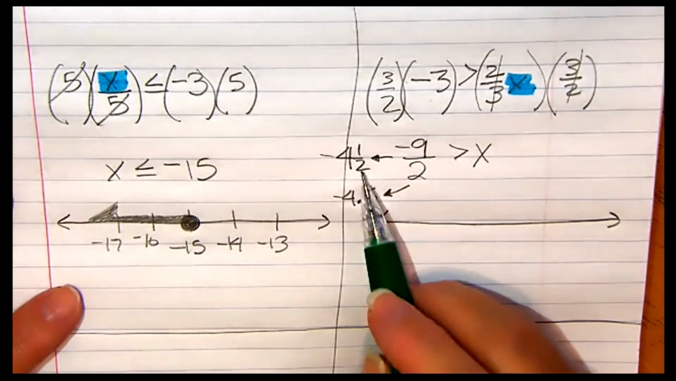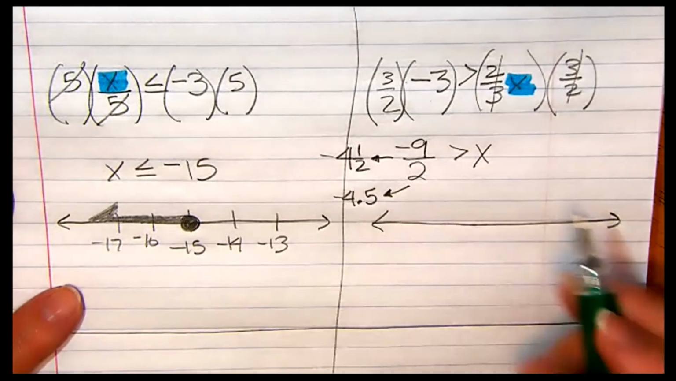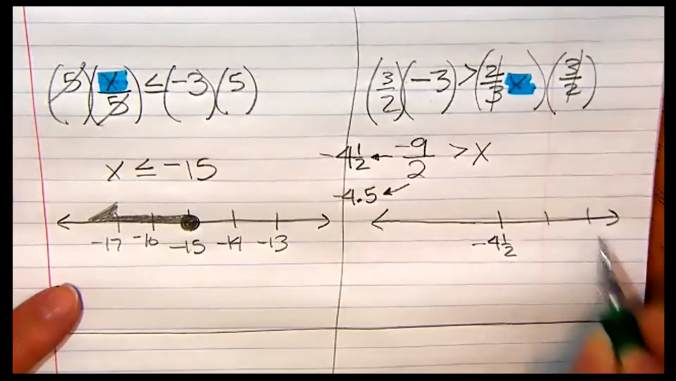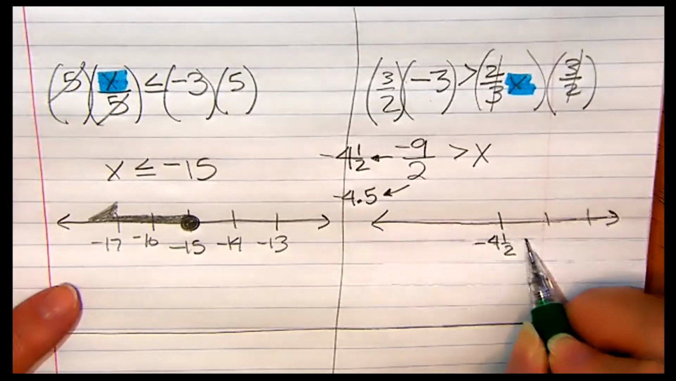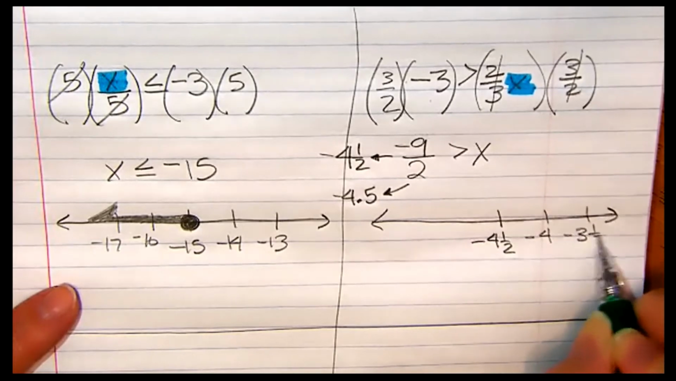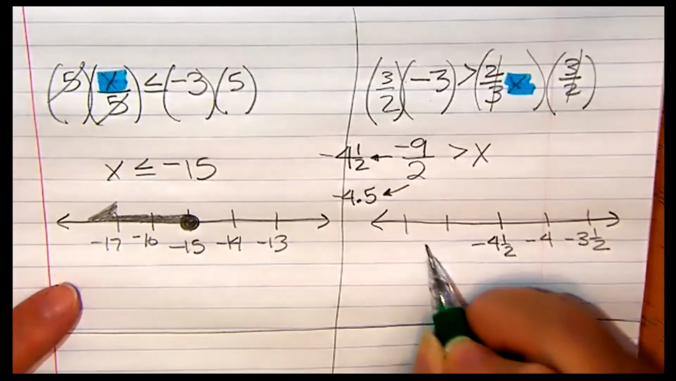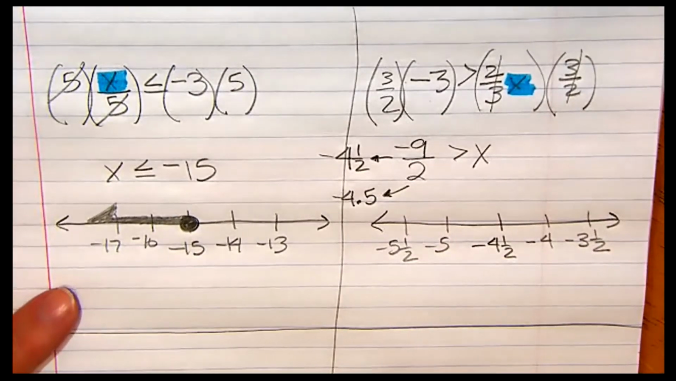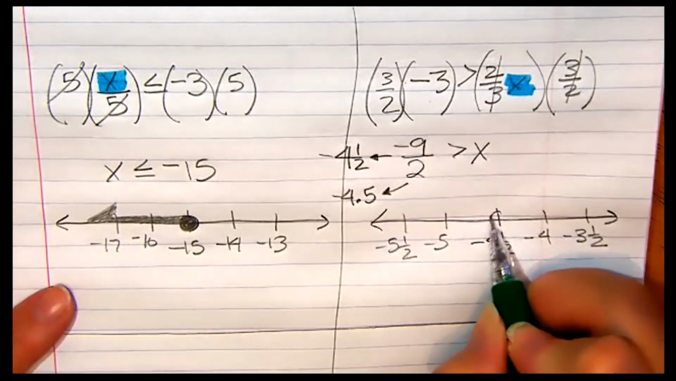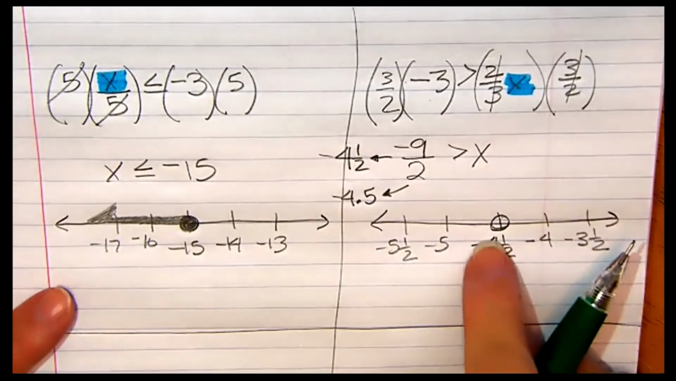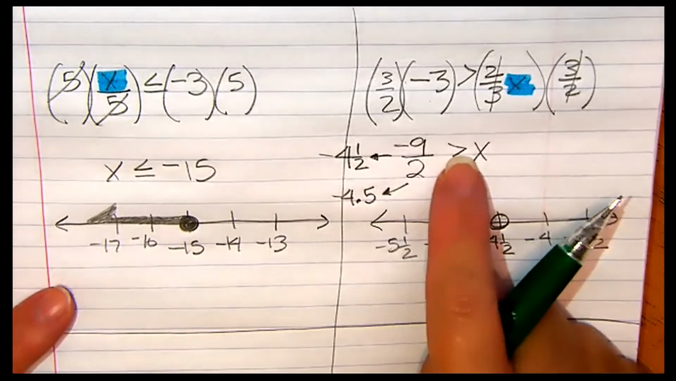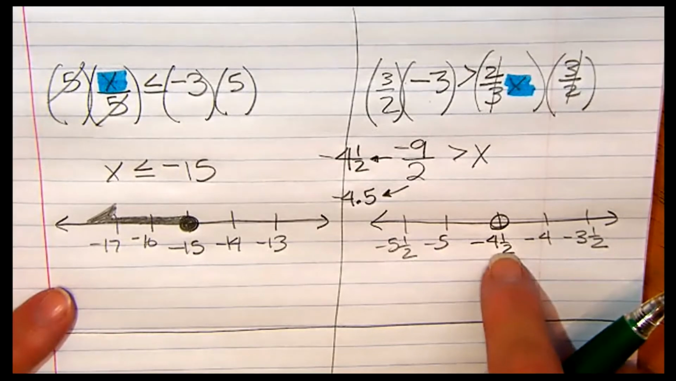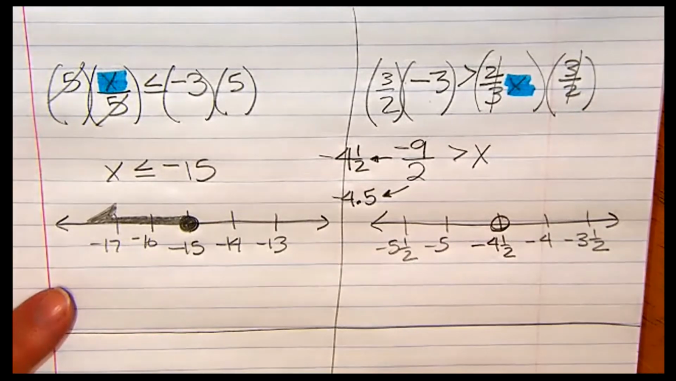So I'm going to graph the fraction because it's been a while since we've done that. I'm going to put my target in the middle, 2 tick marks to the right, 2 tick marks to the left. And this tells me that -4.5 is where my solution set starts. And since there's no equal sign, -4.5 is not included in the solution set. So it is an open circle.